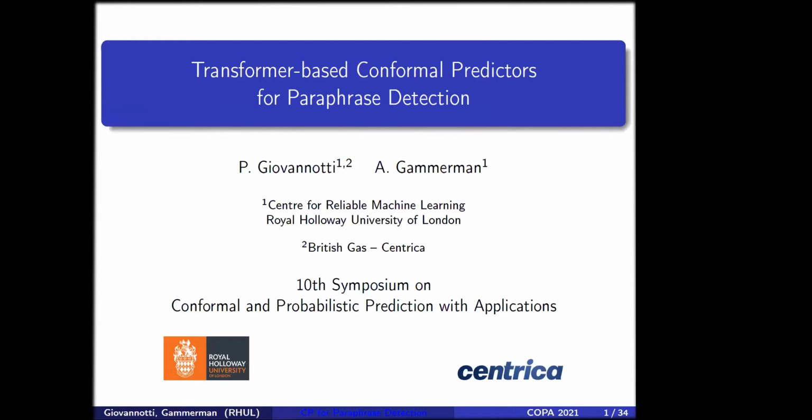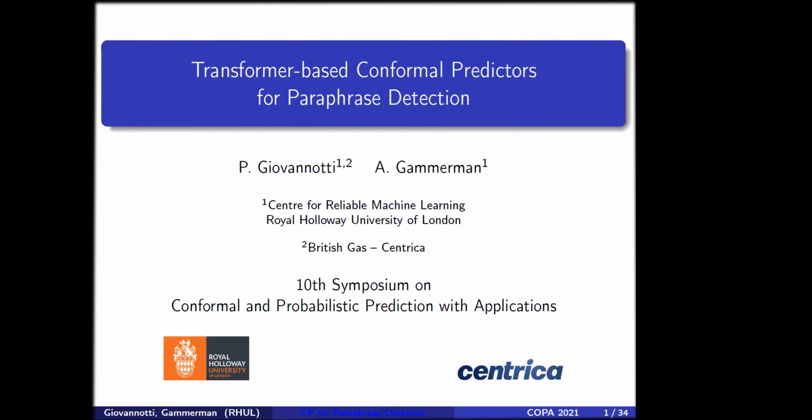Yes, thank you. My name is Patrizio Giovannotti. I'm a PhD student at Royal Holloway University of London. I'm also a data scientist for Centrica, which is the holding company of British Gas, and which I thank for the support. In this talk, we will be talking about paraphrase detection and how to use conformal prediction to improve it.